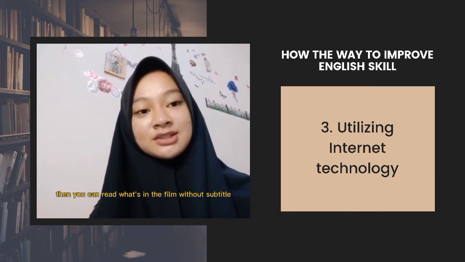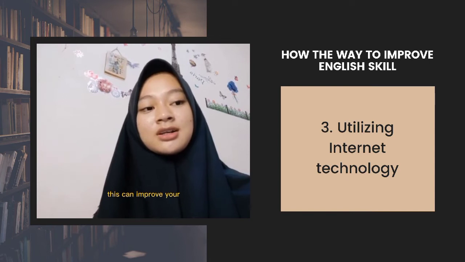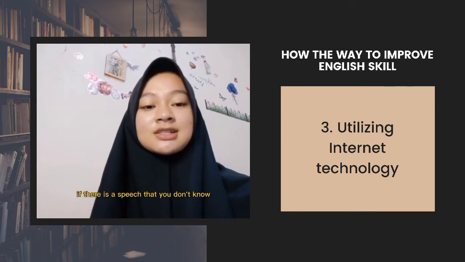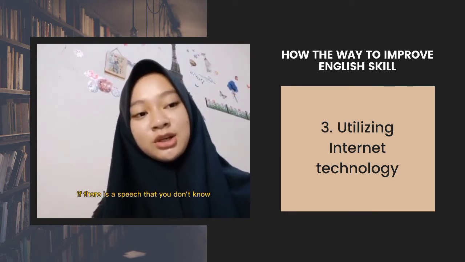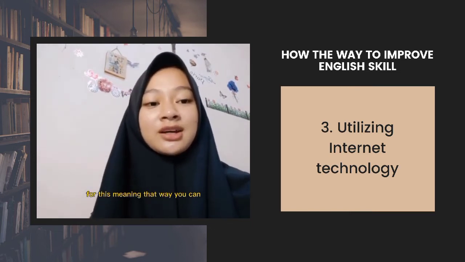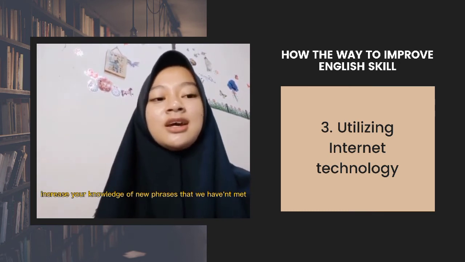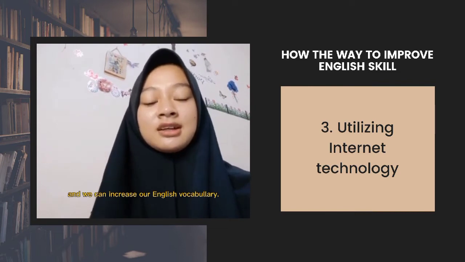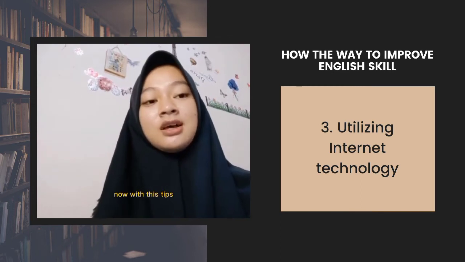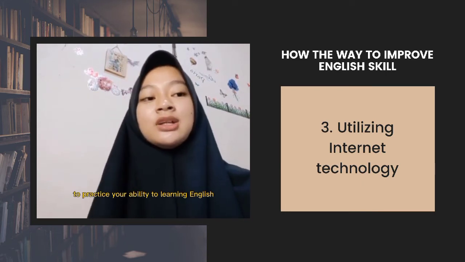Then you can watch the film without subtitles. This can improve your ears' ability to understand the speech in the film. If there is speech that you don't know, you can write it down and look for its meaning. That way you can increase your knowledge of new phrases that we haven't met, and you can increase our English vocabulary. With these tips, you can continue to practice your ability in learning English.